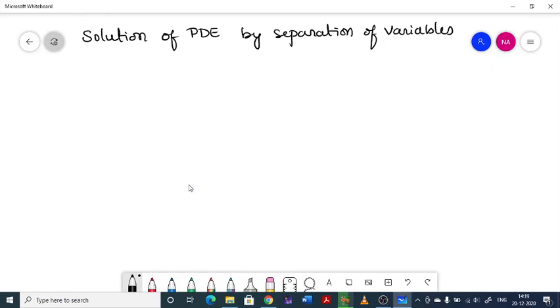ಎಲ್ಲರಿಗೂ ನಮಸ್ಕಾರ. ಈ ವಿಡಿಯೋದಲ್ಲಿ ಸಪರೇಷನ್ ಆಫ್ ವೇರಿಯೇಬಲ್ಸ್ ಮತ್ತು ಡಿಸ್ಕಸ್ ಮಾಡ್ತಾ ಇದ್ದೀವಿ ಟು ಸಾಲ್ವ್ ಗಿವನ್ ಪಾರ್ಷಿಯಲ್ ಡಿಫರೆನ್ಷಿಯಲ್ ಈಕ್ವೇಷನ್. ಸೊ ಫಸ್ಟ್ ಲೆಟ್ ಅಸ್ discuss on working procedure.